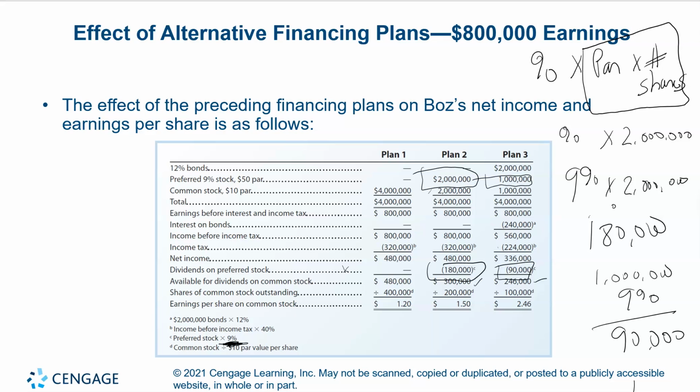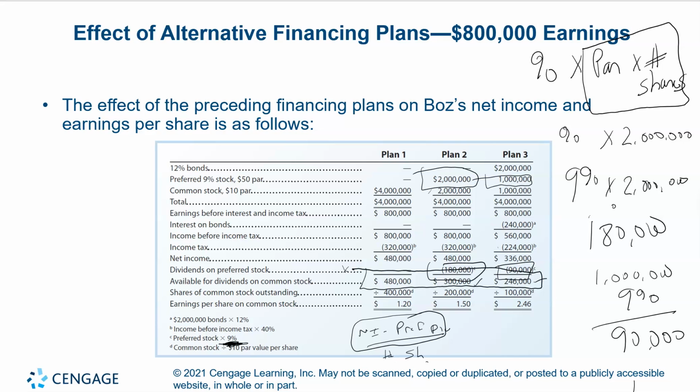All right, so thinking back to that formula for earnings per share. Remember, it was net income minus preferred dividends divided by number of shares. So we are finished with this part. Net income minus preferred dividends is given right here. That's our numerators for everybody. Then our number of shares is the number of shares of common stock outstanding. All right, so for Plan 1, it's 400,000.